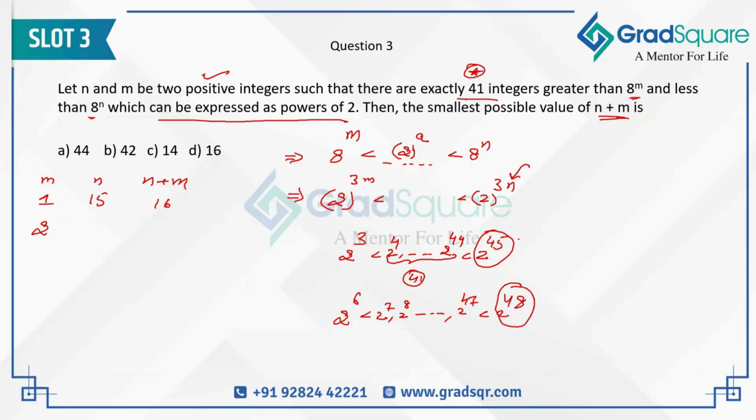If this has to be 2^48, the value of n has to be 16 in that case, because 16 into 3 is 48. 16 plus 2 is going to be 18, and hence this is now increasing. So option D, 16, is the correct answer for this question.